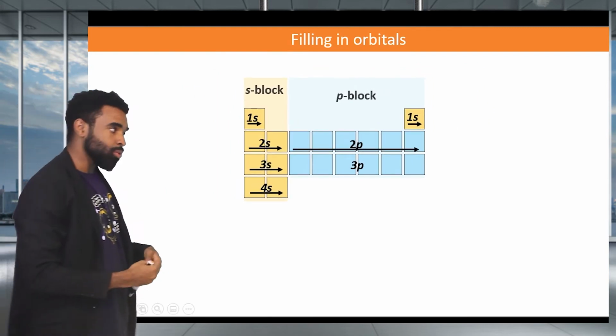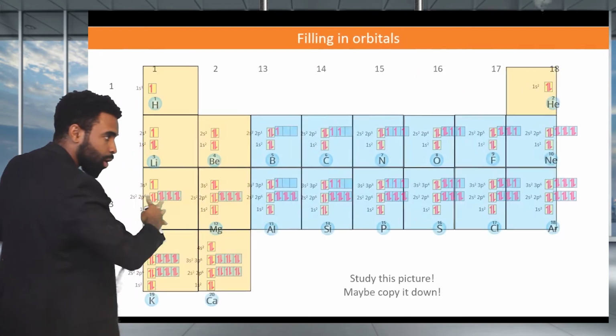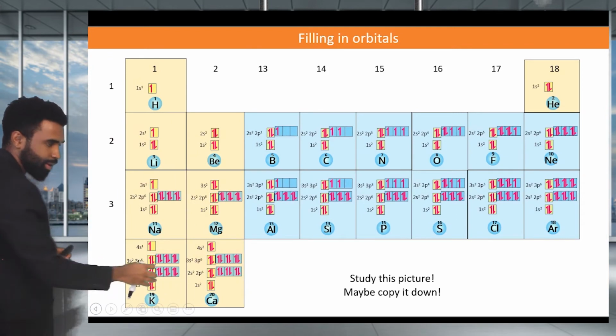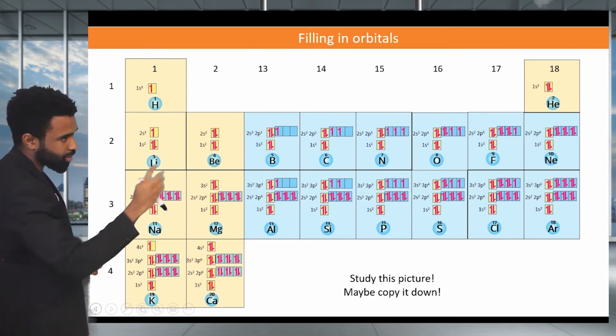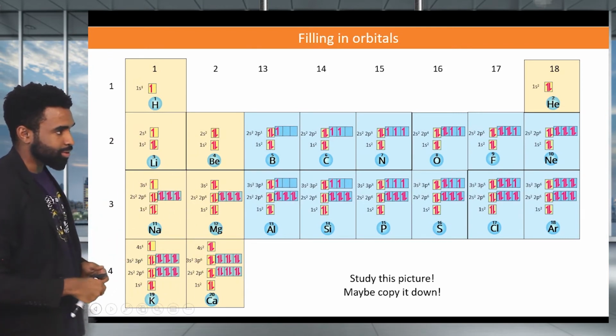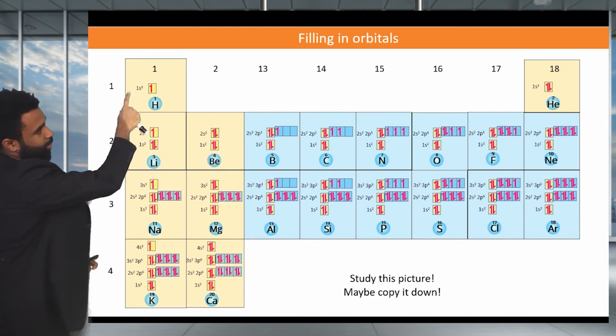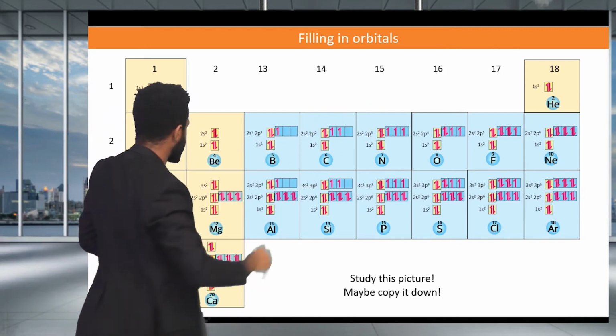And that way, we can show all the electronic configurations for the first 20 elements on one diagram, which is quite helpful to see. So let's go through it. First here, we fill in 1s1, then 1s2 over there.